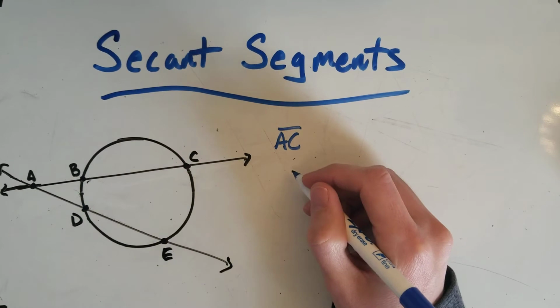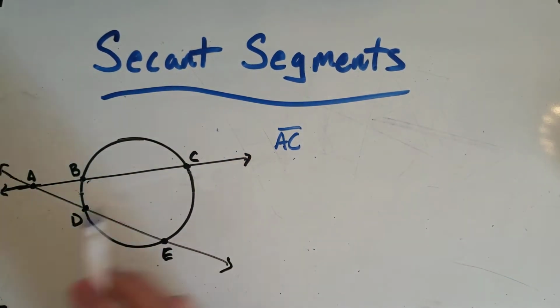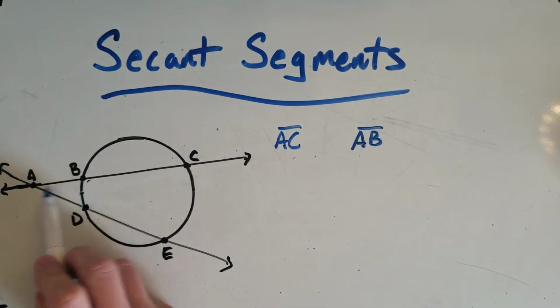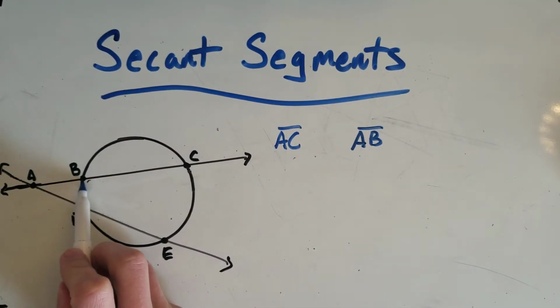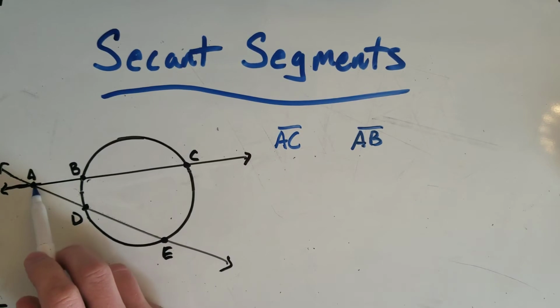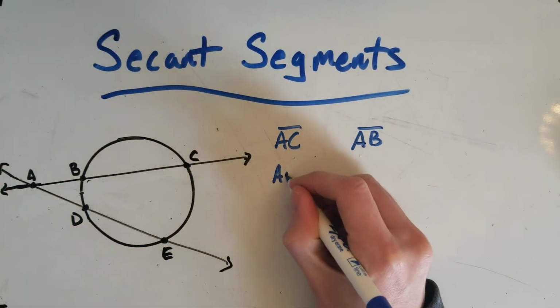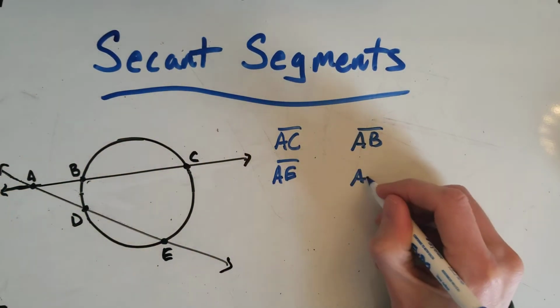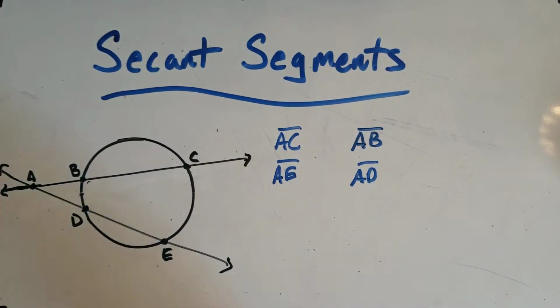Also, AB would be another example. AB would be a secant segment. It has our endpoint right here on the circle. We also would have AE. That would be another secant segment from A to E, and AD. So you just have to be a segment of a secant, and exactly one of your endpoints has to fall on the circle.